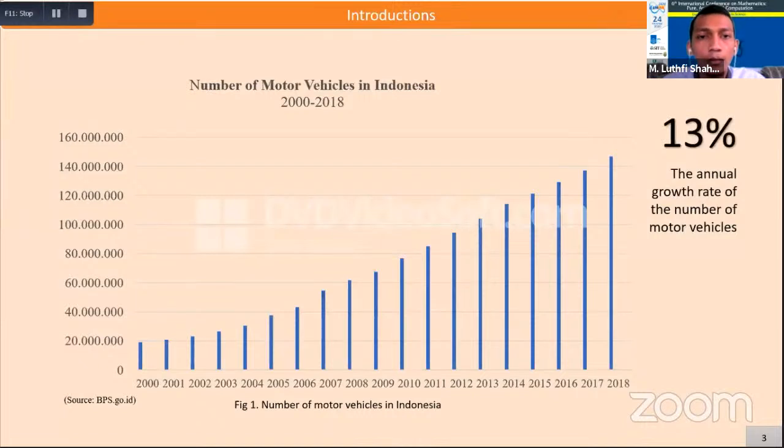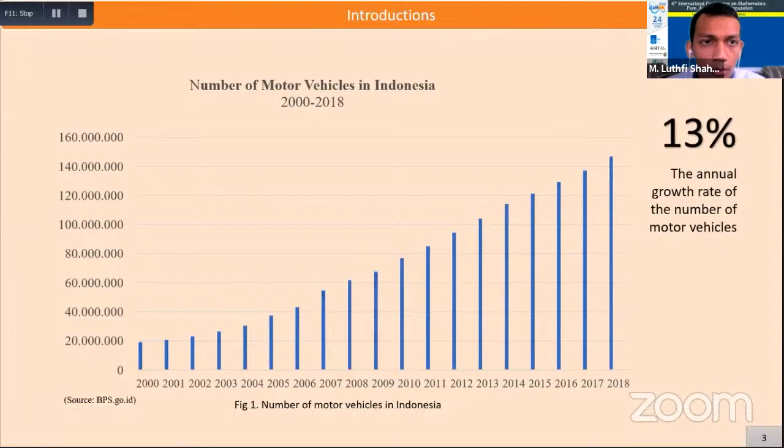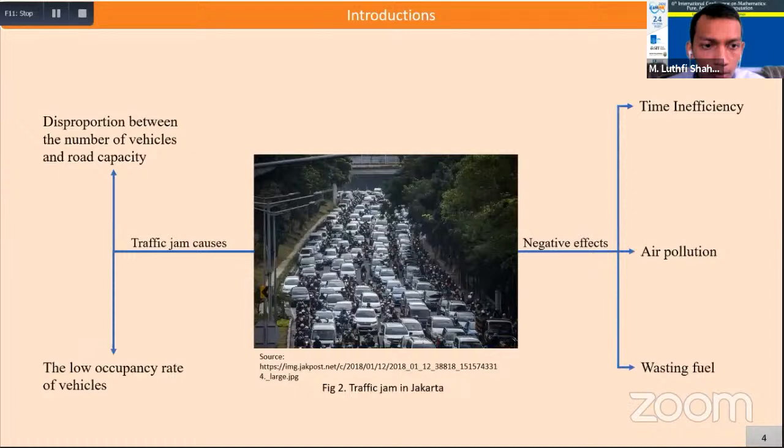Between 2000 and 2018, the number of vehicles in Indonesia has increased. Based on data from the Statistics Center of Indonesia, the average growth rate of the number of vehicles is 13% per year. According to our source, the growth in demand for transportation, which is in line with the increase in the number of vehicles that is not proportional to road capacity, is the cause of traffic jam. In addition, the low occupancy rate is a significant cause of traffic jam. Traffic jam is the cause of increasing fuel consumption and air pollution.